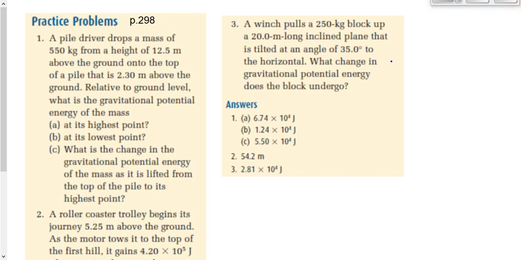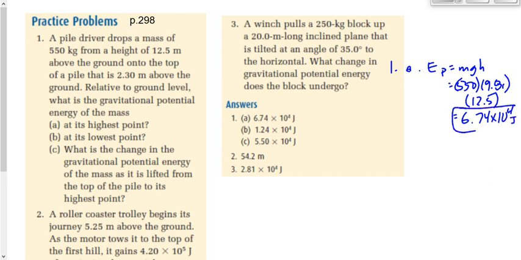Let's do this now. Question number 1 here. We want to find the gravitational potential energy at its highest point. So we're going to say EP is equal to mgh. The mass is 550 kilograms. g is 9.81, and the height is 12.5 meters above the ground. We're going to say 550 times 9.81 times 12.5 should give me, I presume, 6.74 times 10 to the 4 joules. There's the potential energy relative to the ground when it's 12 meters up.